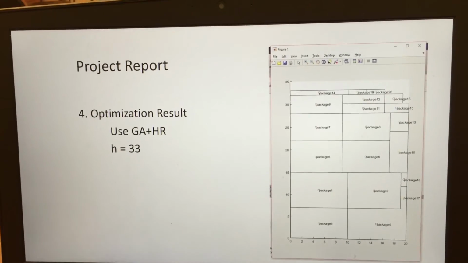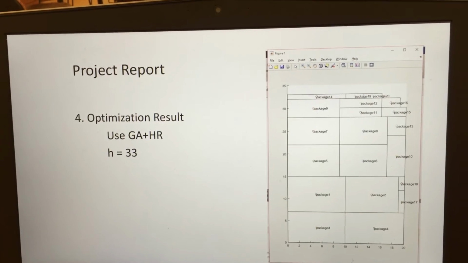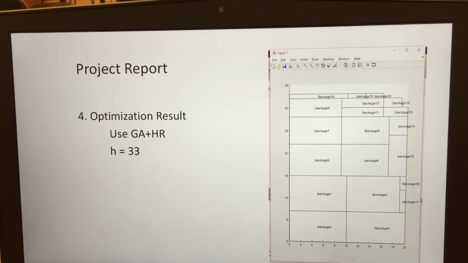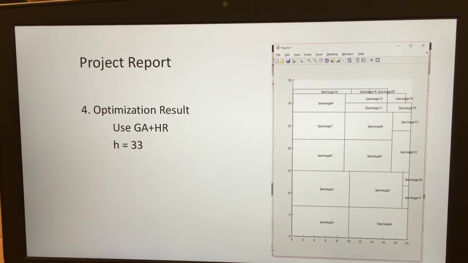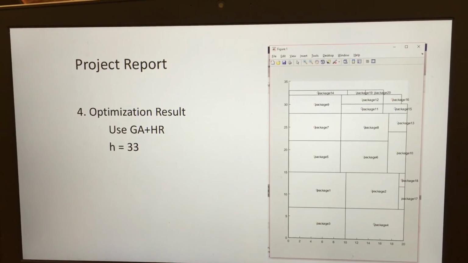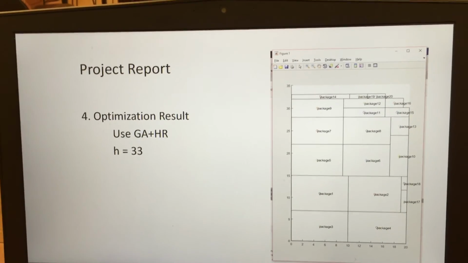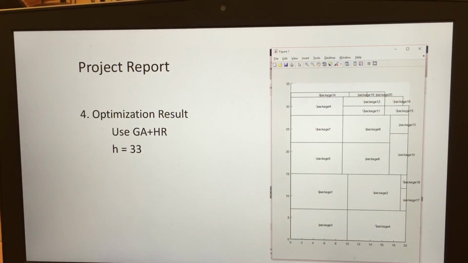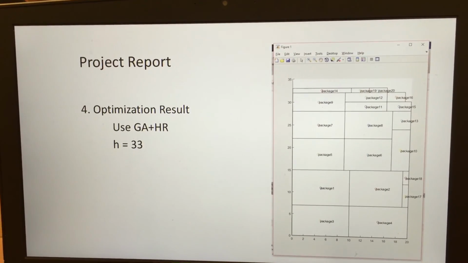And this is the plot when I use GA and the heuristic recursive algorithm. H is equal to 33, which means GA found a better solution. And this is my project report. Thank you for listening to my project report.